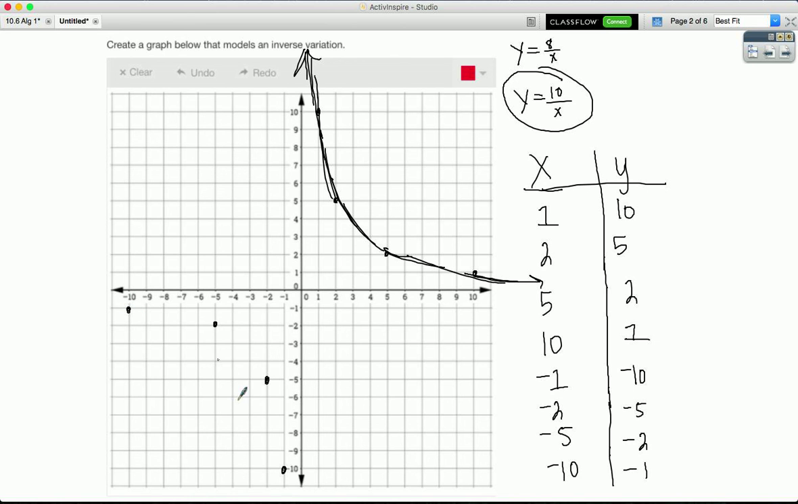And again, do your best to make it look like it's getting closer and closer to the axis, but never actually touching. And put your arrows on the end. And we did briefly mention how this is really like a reflection over itself across the line y equals negative x.